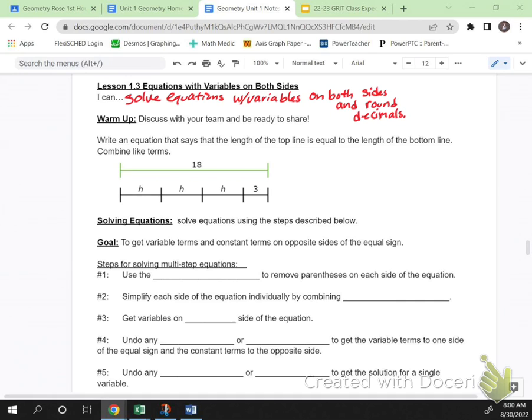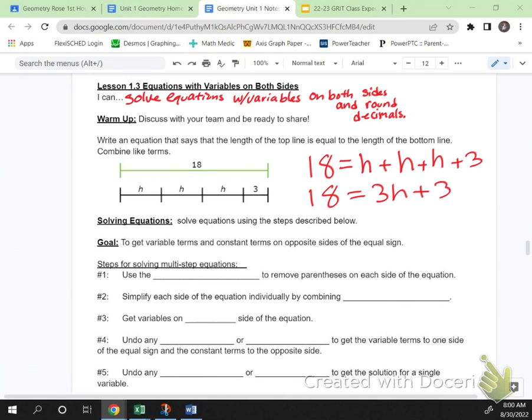So I want you to turn and talk with your partner. How could you write an equation with an equal sign to make these equal? How could you take this visual representation and make an equation? Turn and talk. Go with your partner.